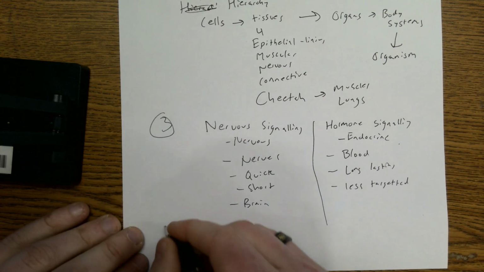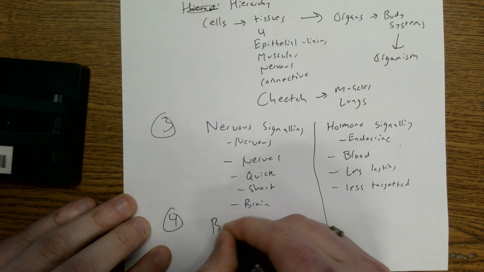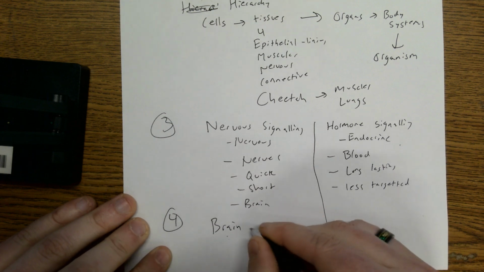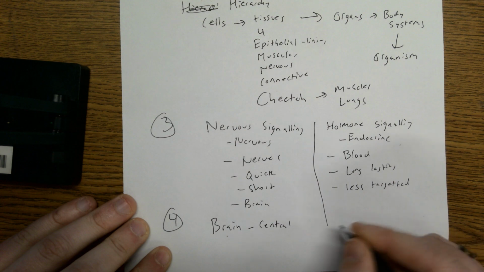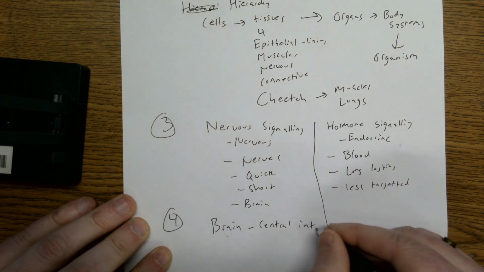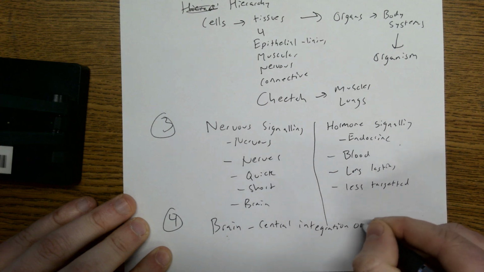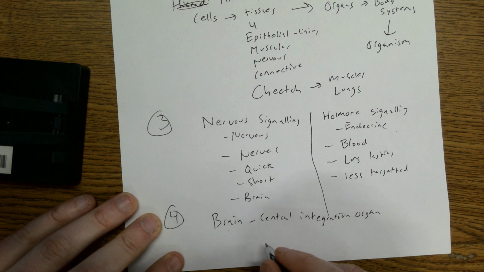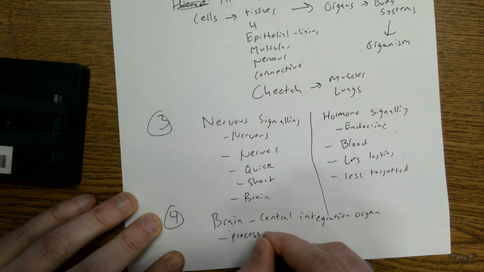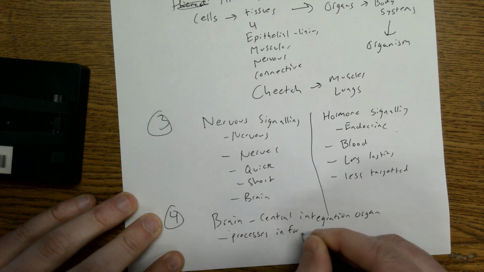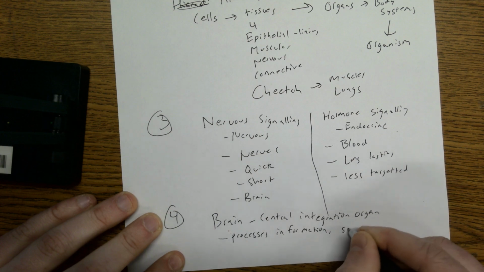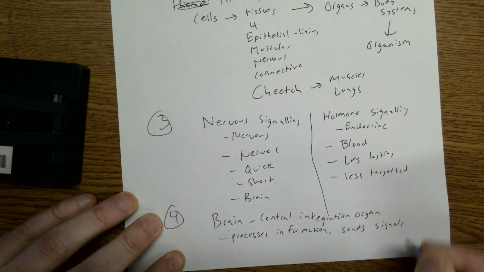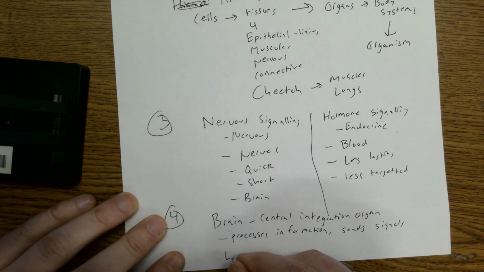All right, Standard 4. The brain is our central processing or our central integration organ. So for humans and most other animals, the brain is the central processing organ. And what we need to know is that it processes information, sends signals, and it's also responsible for learning and memory.